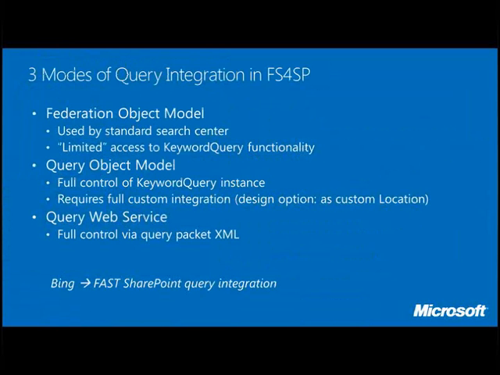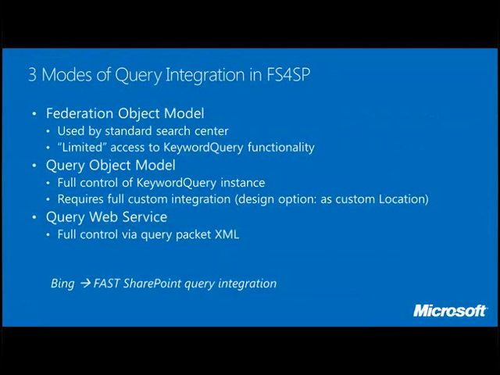The first is the Federation Object Model, and this is what's used by the normal Search Center. It's the one where you've got all of the different web parts on the page, and you put the query in here, and it fires off to each of the different search result sets that you have, and it handles all that. You have limited access to the keyword query object, which is sort of the core object inside of the programming model where you want to access things.